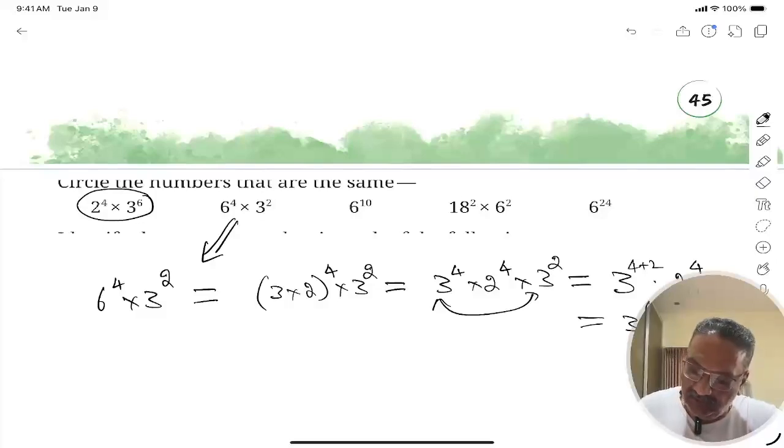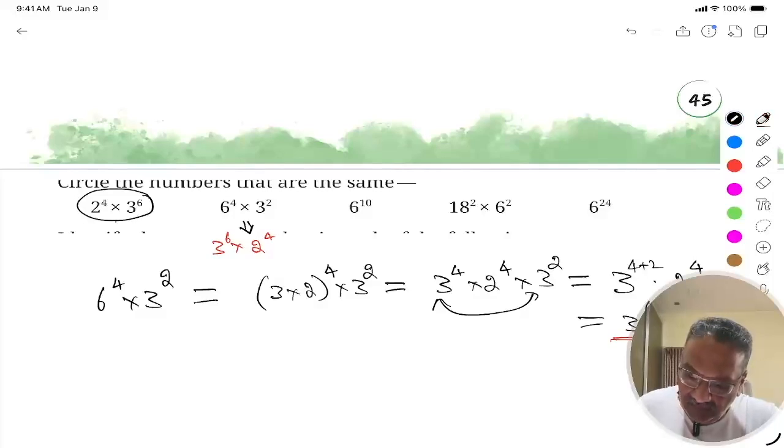So is the first one same? So we have this number. This is also equivalent to, we have got this as 3 to the power of 6 into 2 to the power of 4. Okay. So are these two same? So these two numbers are same.